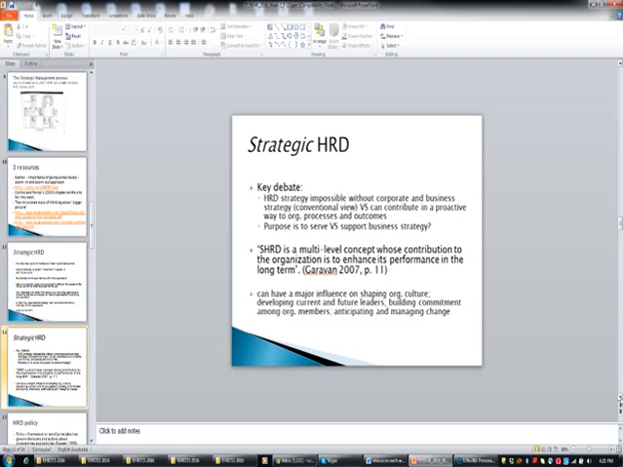So strategic HRD is a multi-level concept, and its contribution is to enhance organisational effectiveness and performance in the longer term. It can have a major influence on shaping organisational culture. For example, putting learning at the centre of an organisation makes it a really positive culture. HRD can develop current and future leaders, build commitment, and help manage change, and also anticipate change. What learning will be needed. A really simple example of that is if you're changing technology, well, it's important that a training program be rolled out as well.